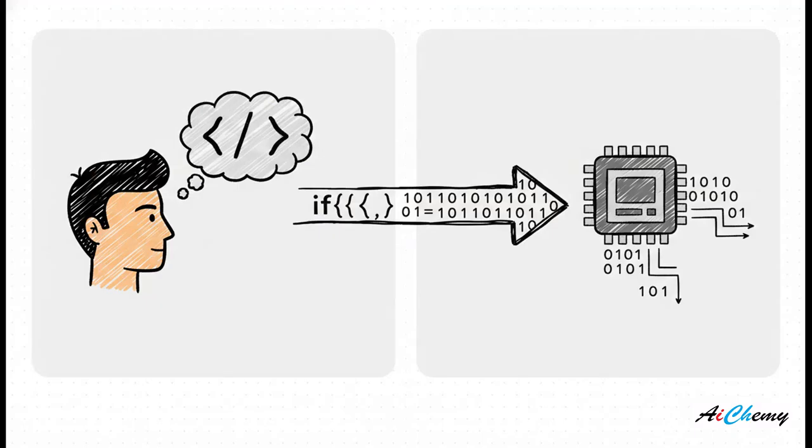And just look at this. It lays out the challenge perfectly. On the left, you've got a line of code that makes perfect sense to a programmer. But on the right, that's what the computer actually sees, a stream of raw binary. So how in the world do we get from point A to point B?